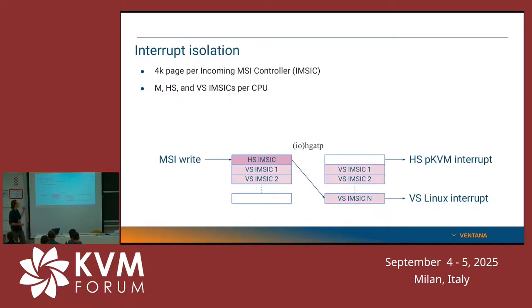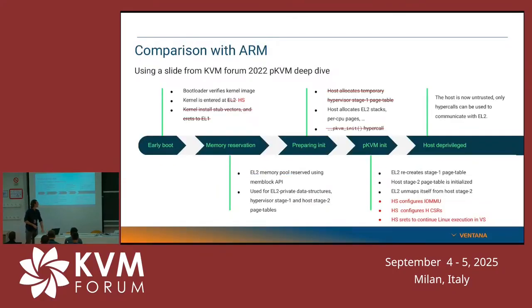And then for each CPU there's another page, which if it gets written there, gets delivered to a VS mode. So we assign one of the VS modes for VS Linux and reconfigure the IOMMU and G-stage page tables to just directly inject the interrupts into VS mode. This way, pKVM doesn't have to handle the interrupts for Linux, and devices still continue to work. So this is basically how the split happens.